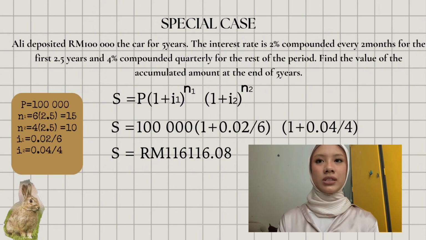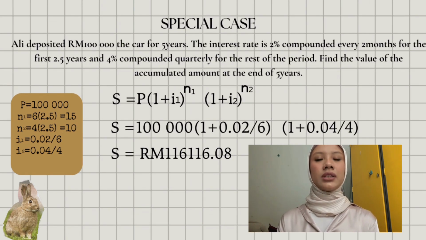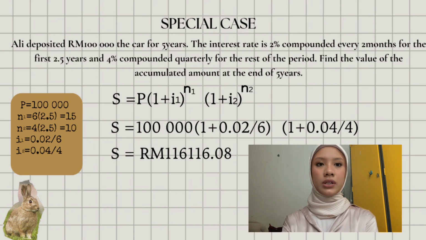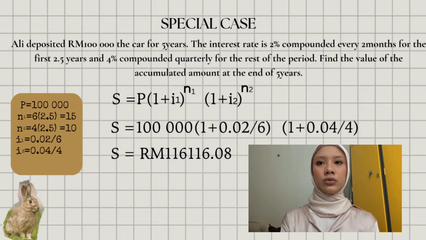For the special case question, Ali deposited RM 100,000 for the car for 5 years. The interest rate is 2% compounded every 2 months for the first 2.5 years and 4% compounded quarterly for the rest of the period. Find the value of the accumulated amount at the end of 5 years. So as you can see at the side of the slide, P equal to 100,000, N1 equal to 6 times 2.5 equal to 15, N2 equal to 4 times 2.5 equal to 10, I1 equal to 0.02 over 6, I2 equal to 0.04 over 4.